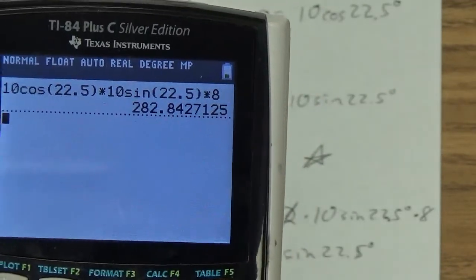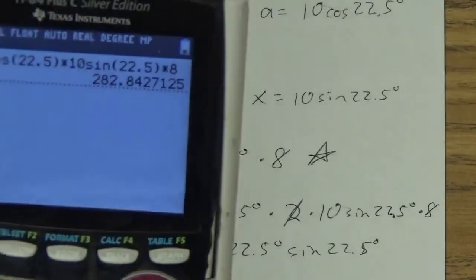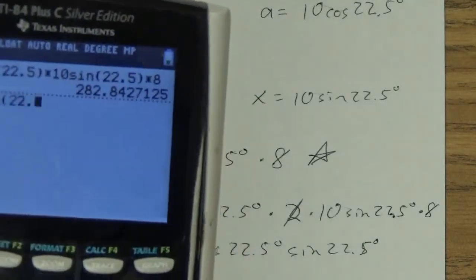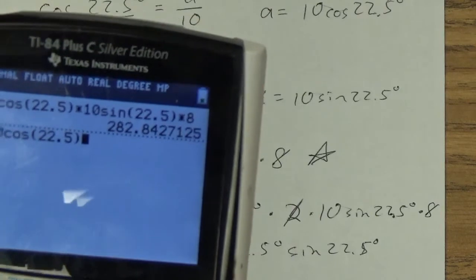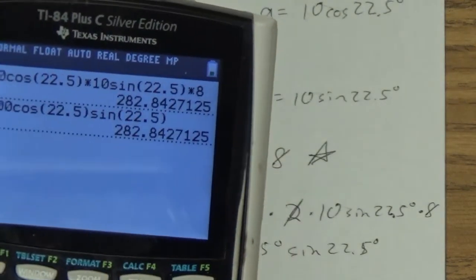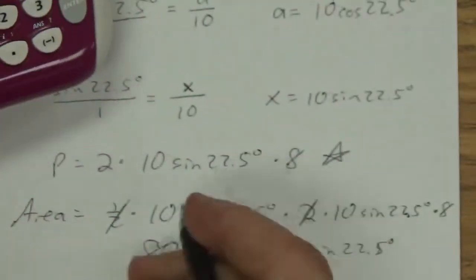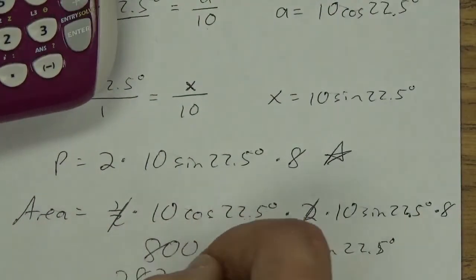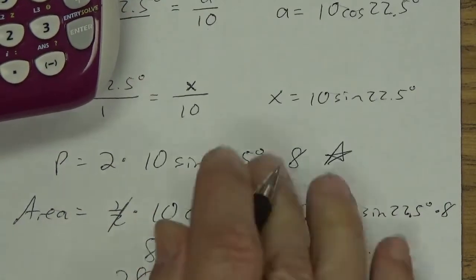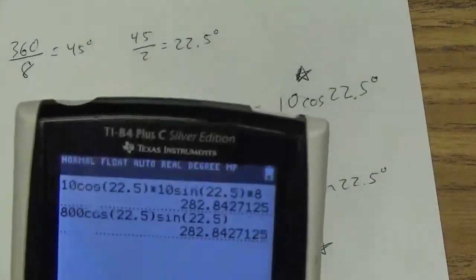I want you to round to 2 decimals. Let me show you how to do it this way. Okay, 800 cosine 22.5, close the parenthesis, sine 22.5, and see we get the same exact thing. Okay, so 282.84 inches squared.